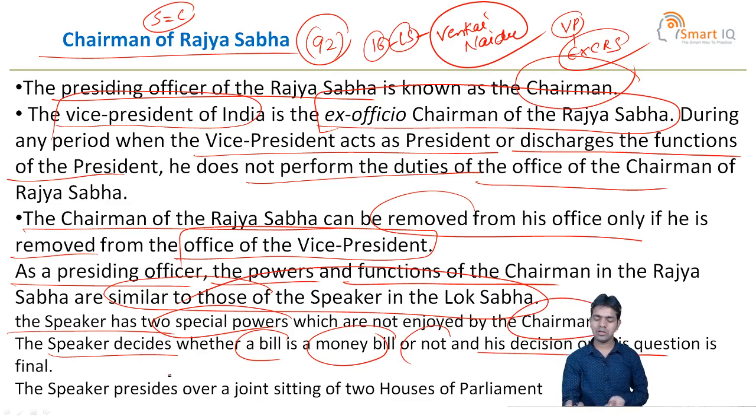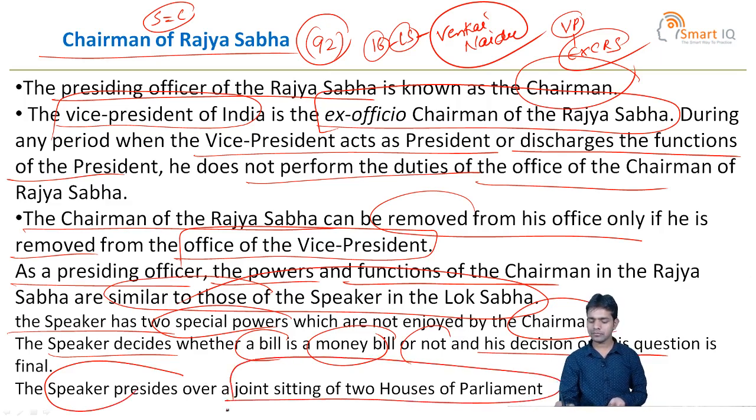And another power: the Speaker presides over the joint sitting of the two houses of Parliament. Whenever there is a deadlock between the two houses of Parliament on a particular bill, the President has to call a joint sitting of Parliament. At that time, the joint sitting of the houses is presided over by the Speaker of the Lok Sabha, not by the chairman of the Rajya Sabha. So these are the two important powers of the Speaker of the Lok Sabha. These powers are not in the hands of the chairman of the Rajya Sabha.